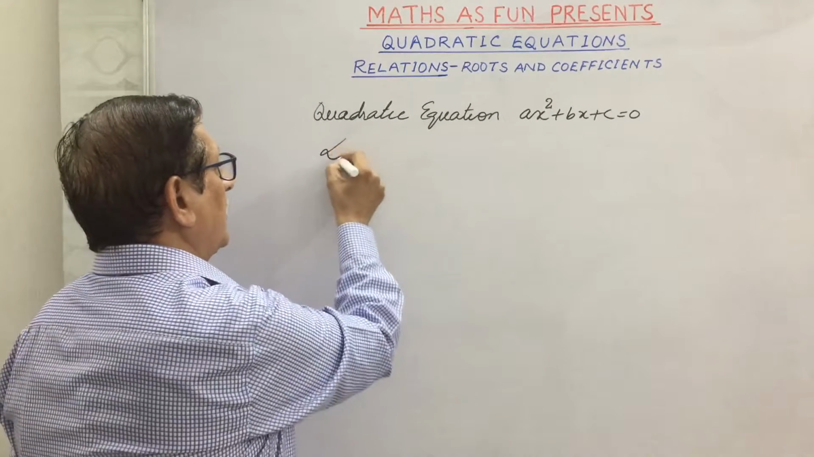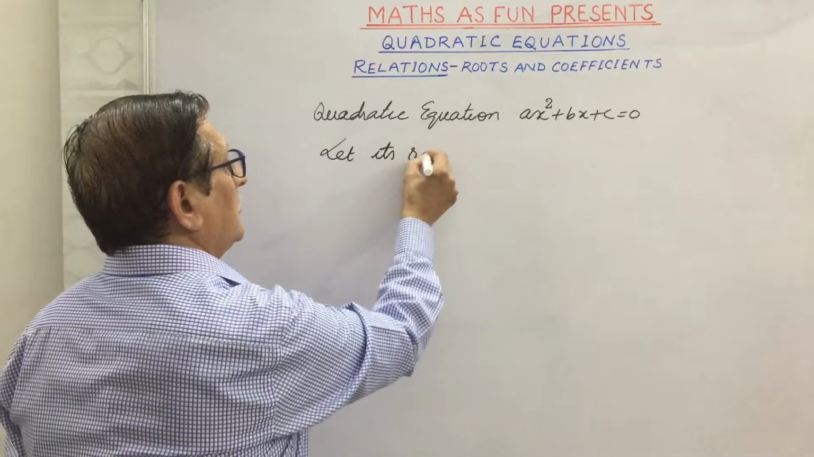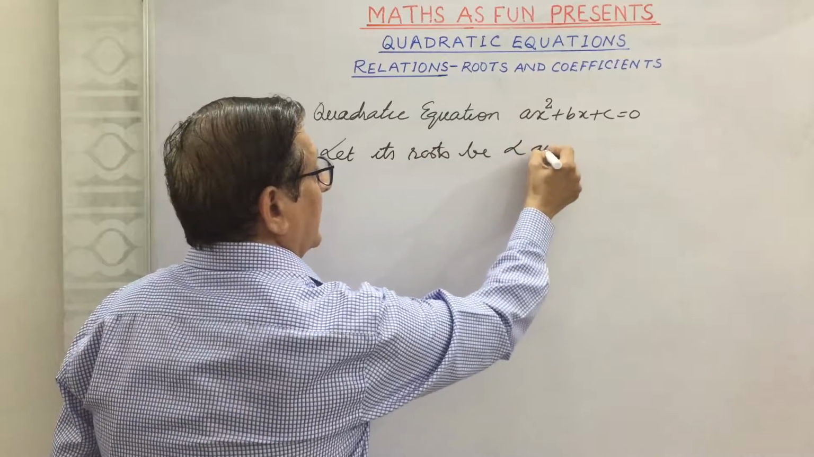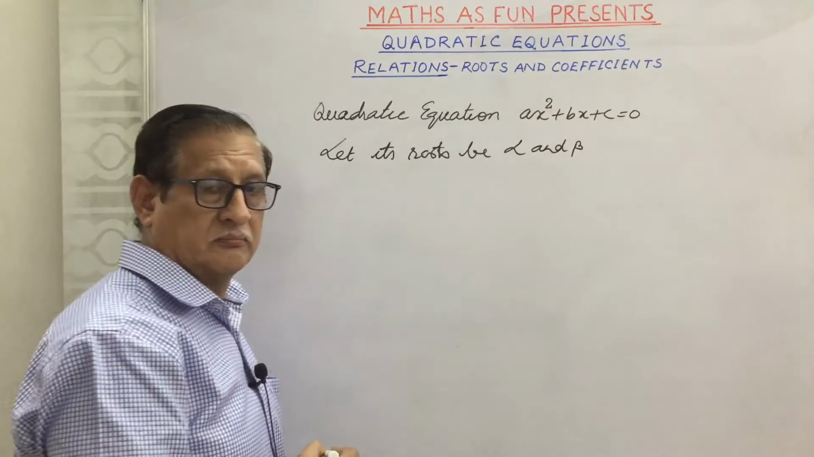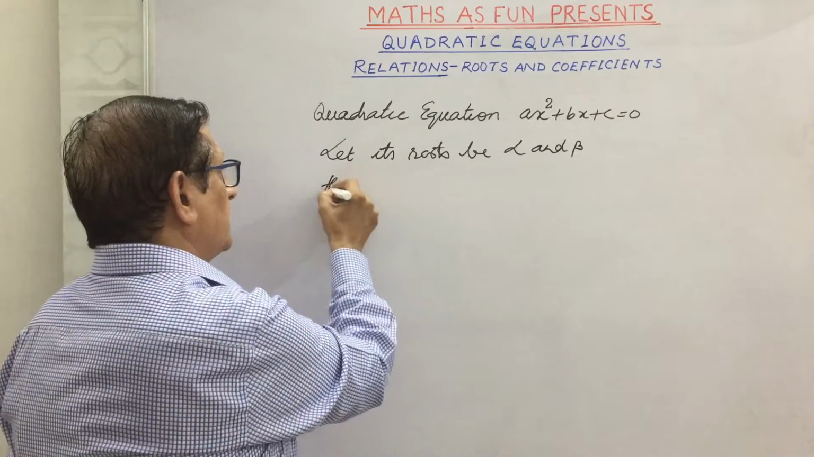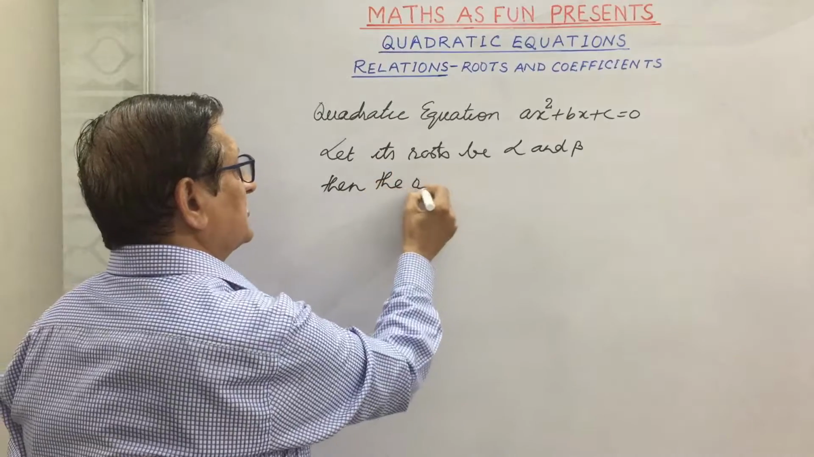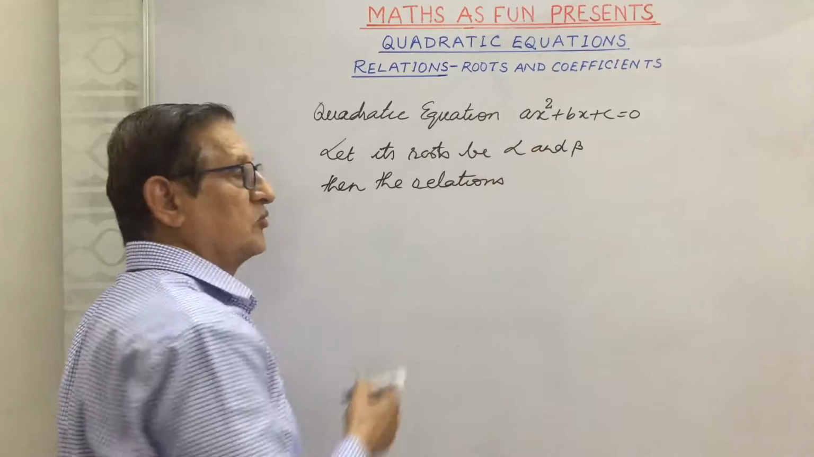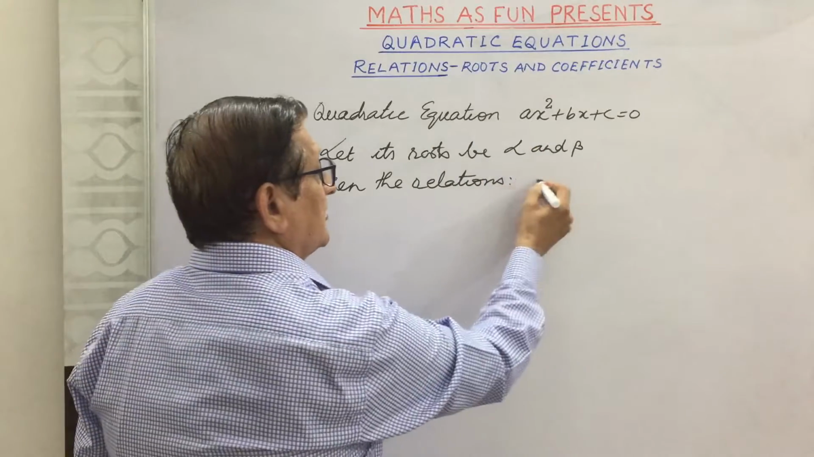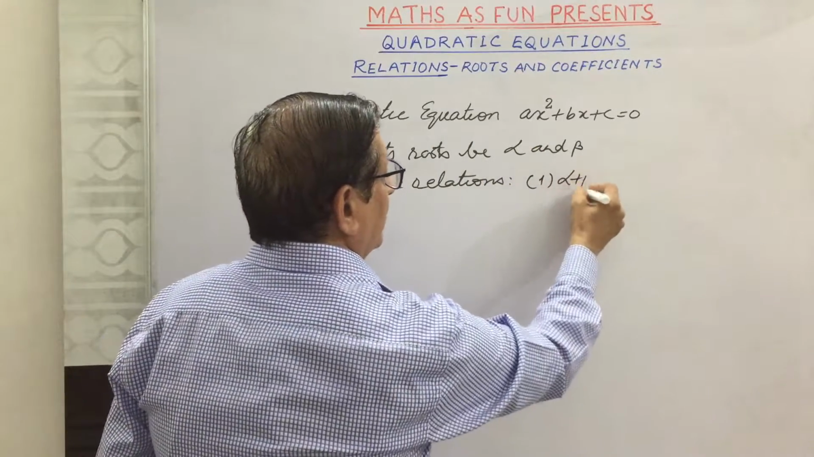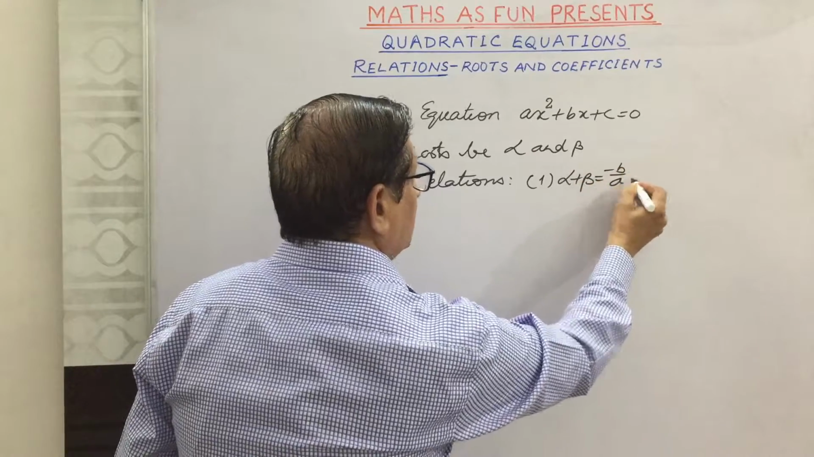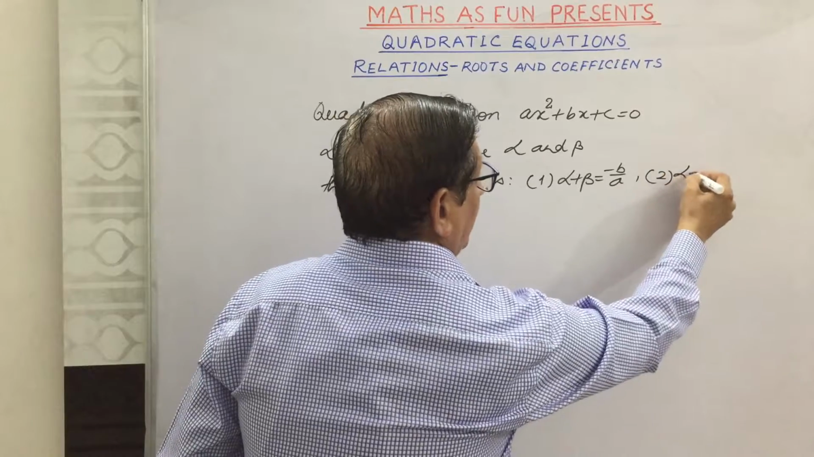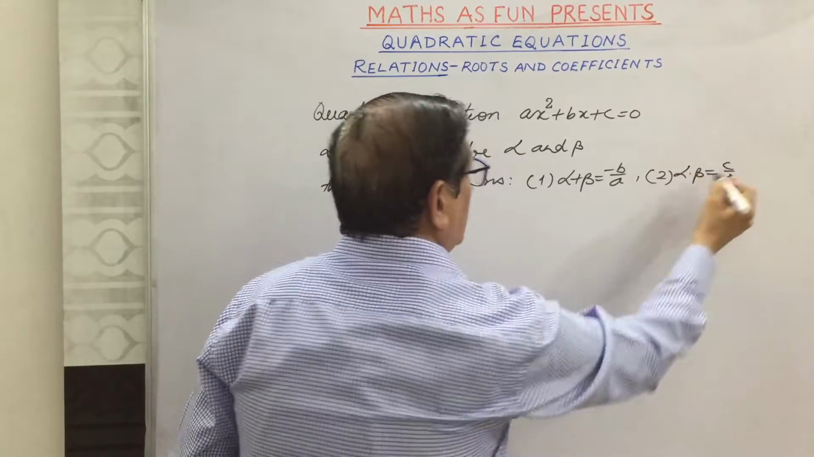Suppose its roots are, let its roots be alpha and beta. Then we have the relations between the roots and the coefficients. That is, number one, we have alpha plus beta equal to minus b upon a. And the second is alpha into beta is equal to c upon a.